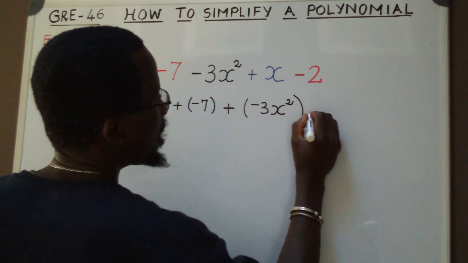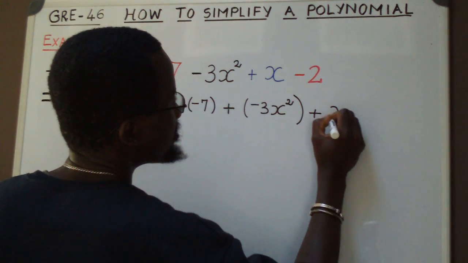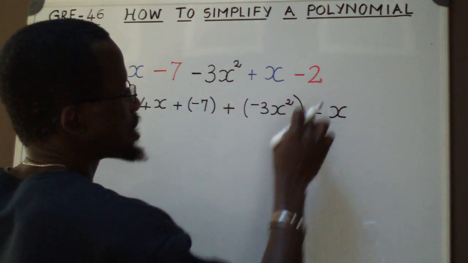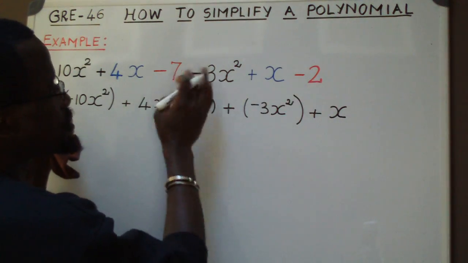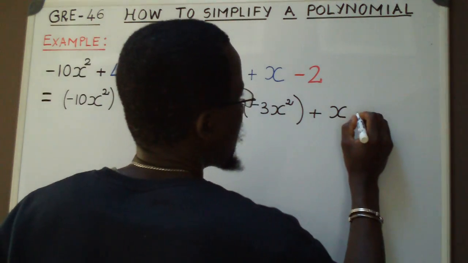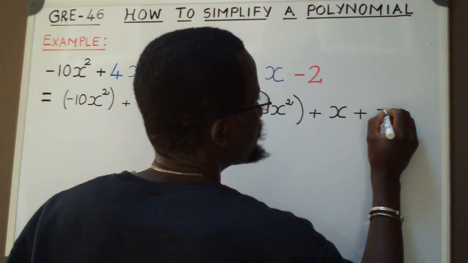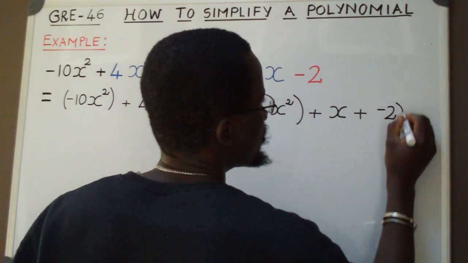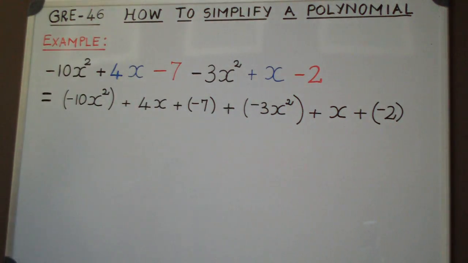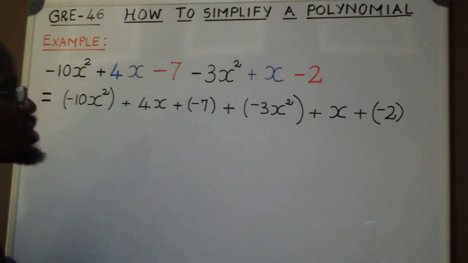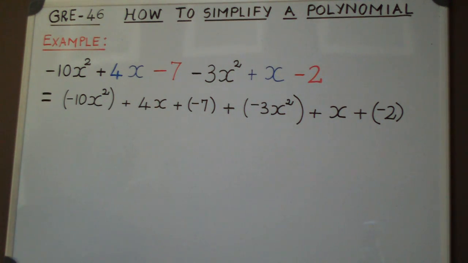And then here I copy my x, and to subtract 2 from the expression to the left of 2 is the same as adding the opposite of 2. So therefore this is what I have. As you can see now, all the subtractions in my polynomial have been converted into additions of opposites. Okay, so this is my first step.